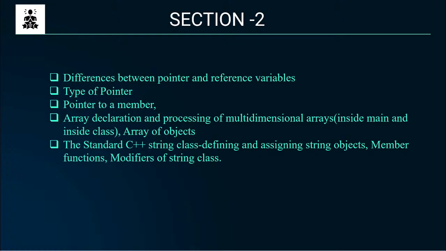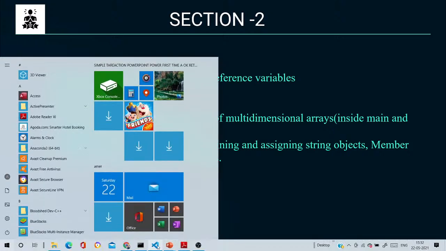So we have completed the first section, in which we covered the difference between POP and OOPS, functions, the definition of class, private, protected and public members, class member functions, and where and how they can be used. So now in section 2 we have the difference between pointer and reference variable, types of pointers, and arrays and strings. All these things we have in section 2. Let's complete it by code.